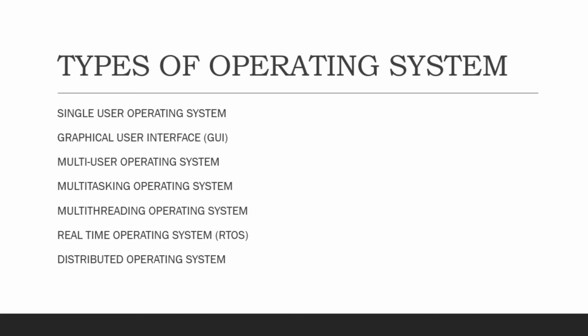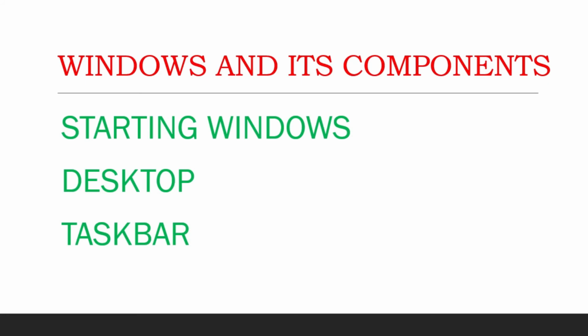All right. Next we come to Windows 7 or Windows 10, whatever you say, the graphical user interface that we all like very much and work in very comfortably. Let us see its components. Starting with Windows, we have the desktop, the taskbar, and several other components a GUI system should have. Microsoft Windows is a series of graphical user interface operating systems developed, marketed, and sold by Microsoft.